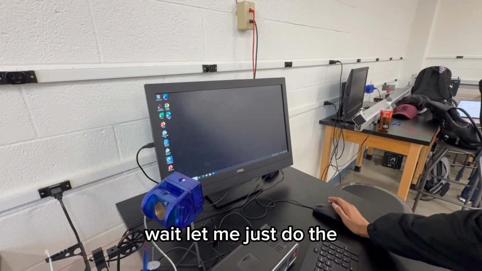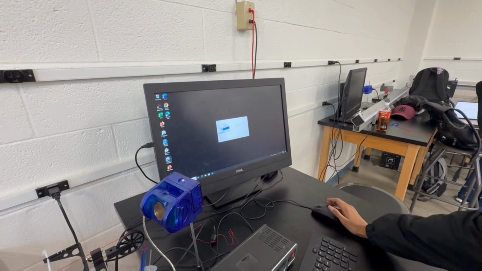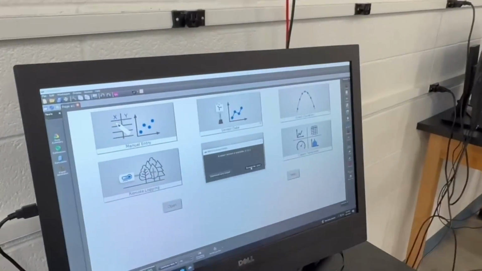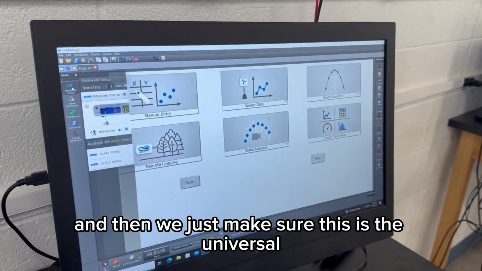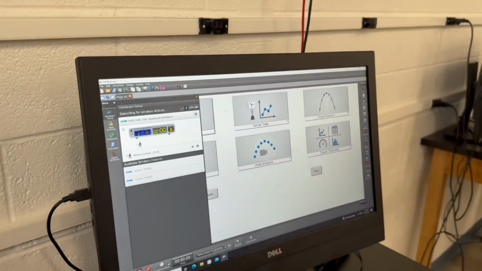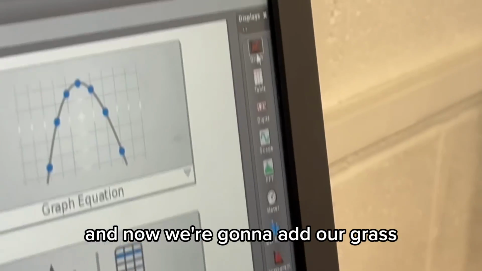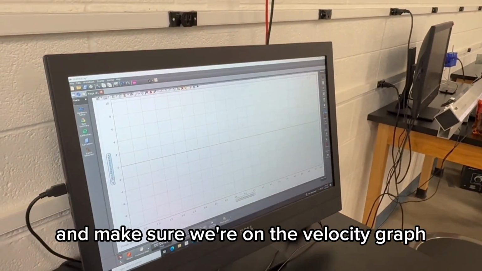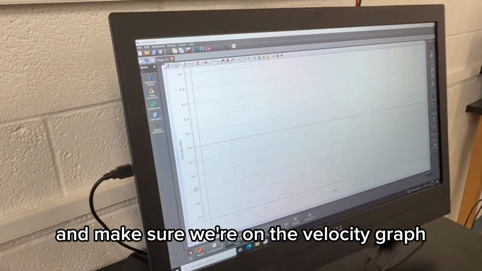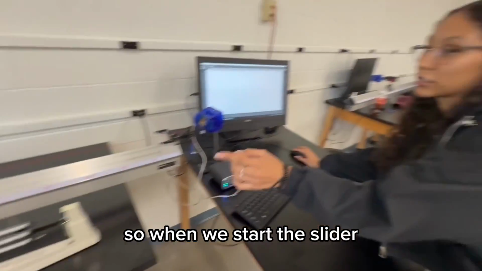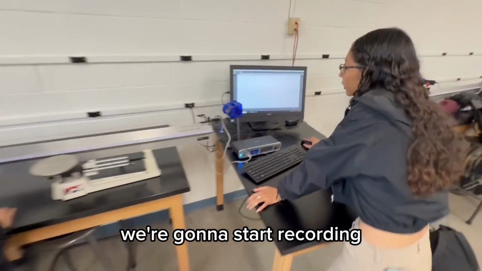So you're going to just do that, and then also make sure the universal interface is connected. And now we're going to add our graph, and make sure we're on the velocity graph. So when we start the ladder, we're going to start recording.